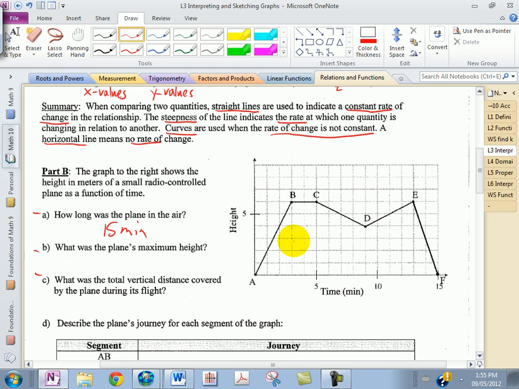B, what was the plane's maximum height? Well, it goes up to a maximum of right here, and that would be 6. Okay. Is that 6? Oh. How did I know it was 15 minutes? How did I know it was minutes?